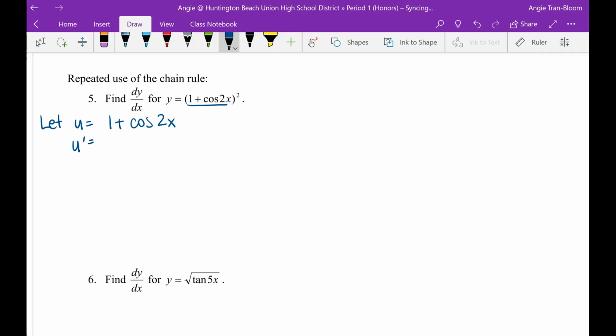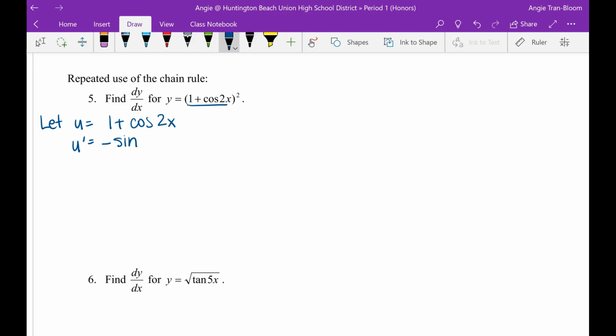The derivative of 1 is 0 because 1 is a constant. The derivative of cosine is negative sine. Technically, this is the derivative of cosine of 2x, which, if you really wanted to, you can let 2x be another variable, let's just say w or v, and then do another chain rule in that way. But I'm going to do this.